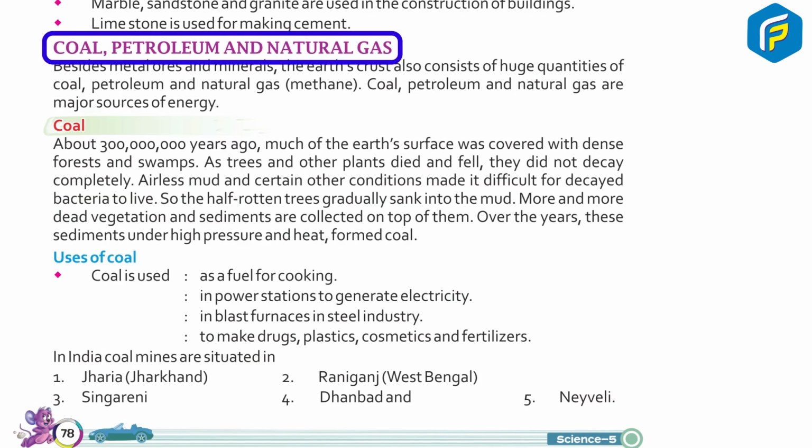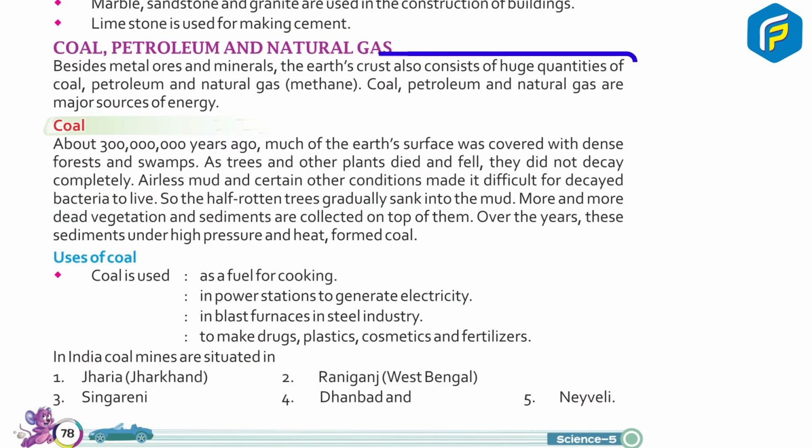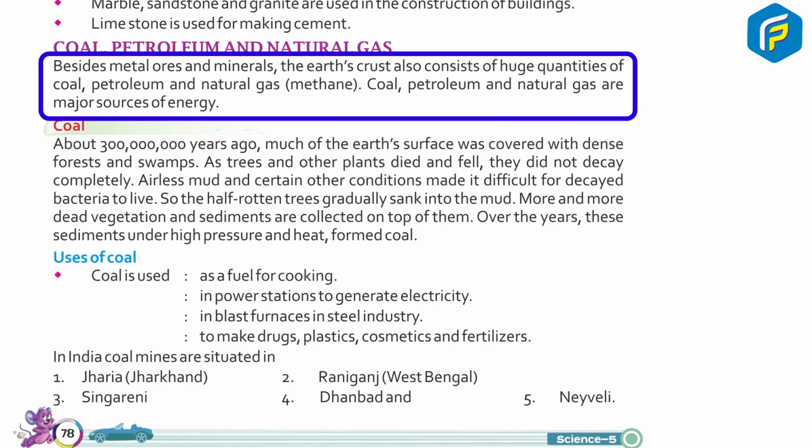Coal, petroleum, and natural gas. Besides metal ores and minerals, the earth's crust also consists of huge quantities of coal, petroleum, and natural gas, methane. Coal, petroleum, and natural gas are major sources of energy.